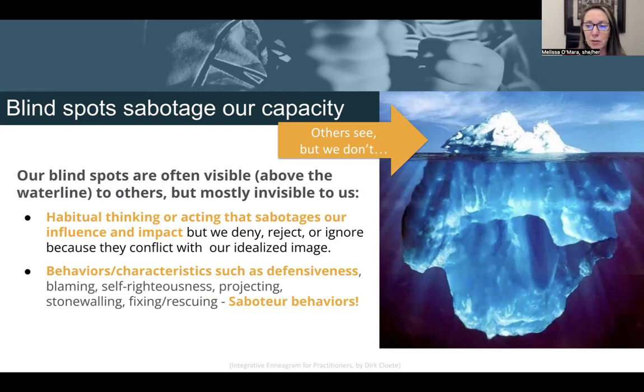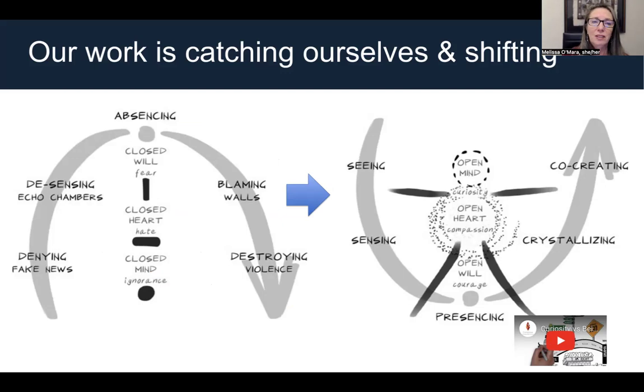And we can show up, for example, with a lot of self-righteousness, with a feeling that we're right and others are wrong. And we may be in this blind spot where we think that we're bringing passion and making a difference. We're actually creating a reaction that hurts our capacity to enable the very change that we want to enable. Some of the ways that that shows up might be defensiveness, blaming, self-righteousness, projecting, stonewalling, fixing, or rescuing. And these are all what we'll come to know as saboteur behaviors. So our work is catching ourselves and shifting.